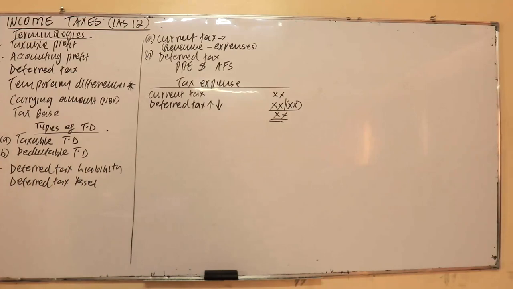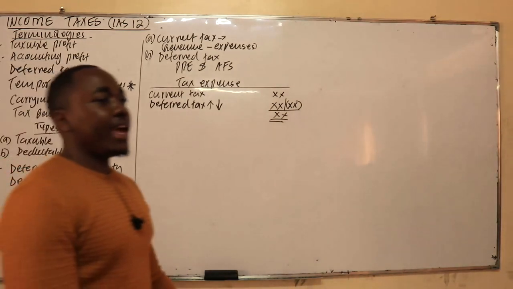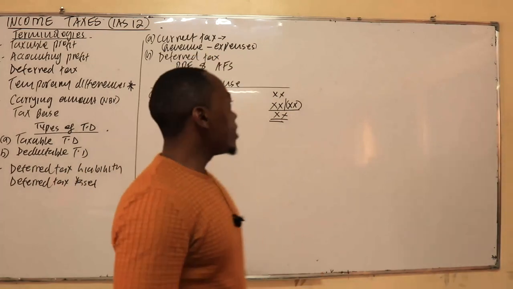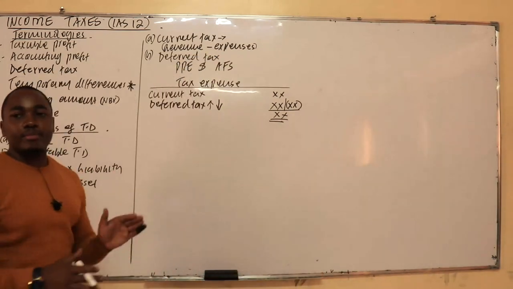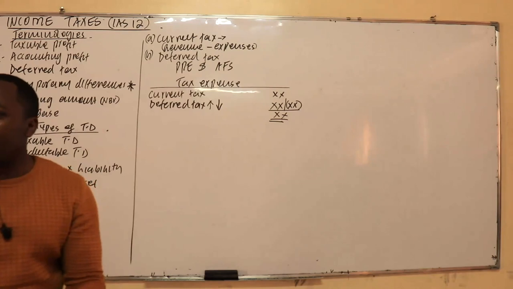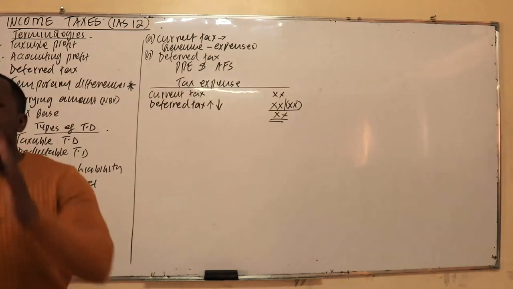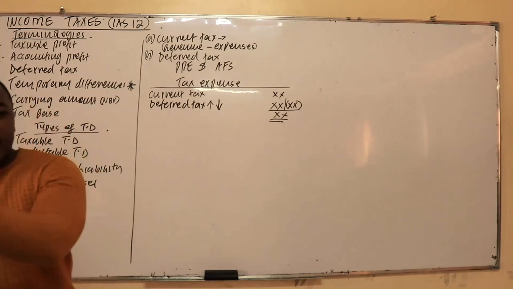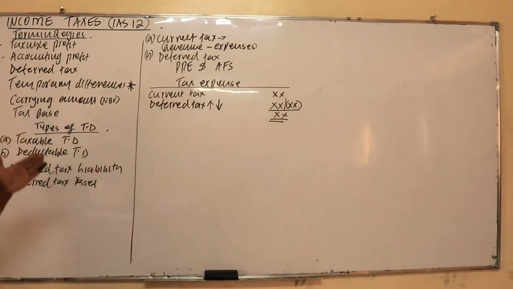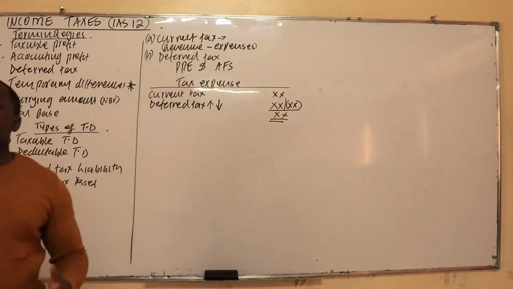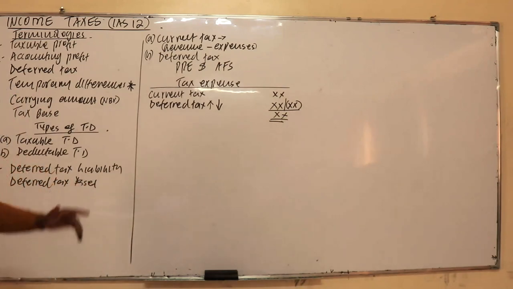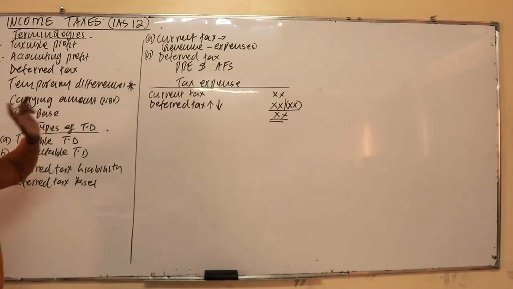How do you determine the tax? For those who have done taxation, we have what we call allowable and disallowable expenses, right? For income, we have taxable income and untaxable income. When it comes to an accountant, it's all about incomes and expenses. To the taxman, it's all about allowable income, taxable income and allowable expenses. Now, the difference between the accountant perspective and the revenue authority perspective is what gives rise to temporary differences.